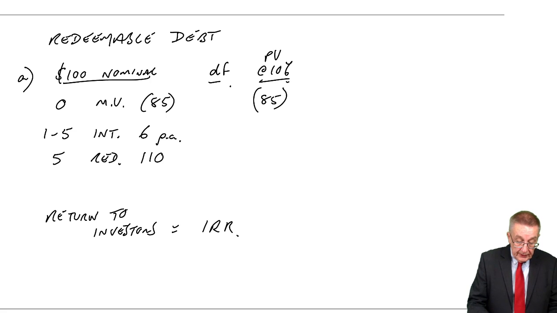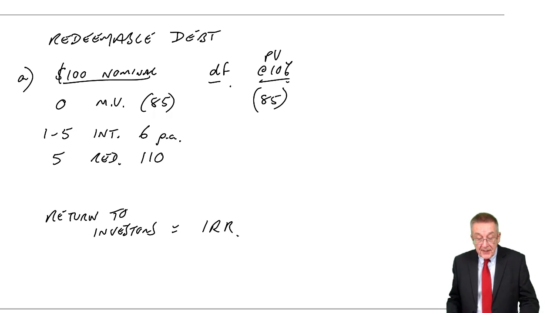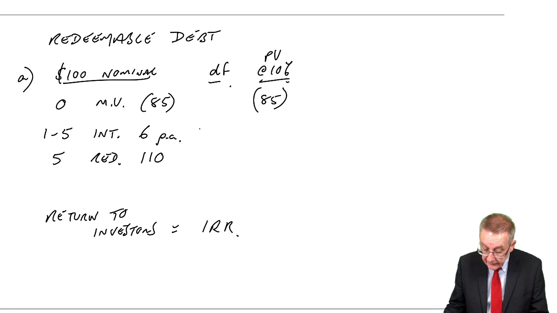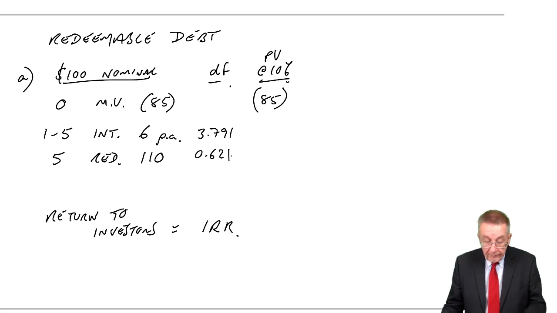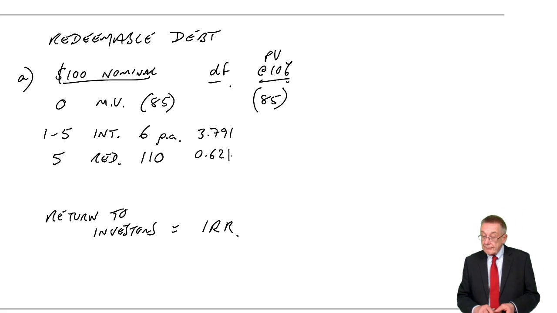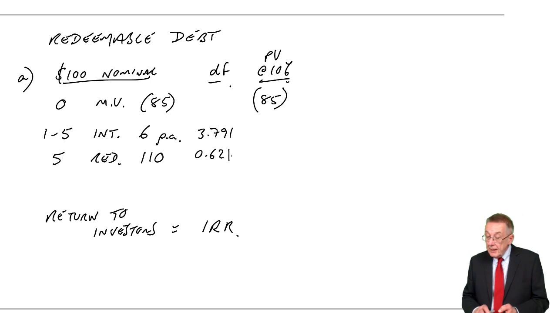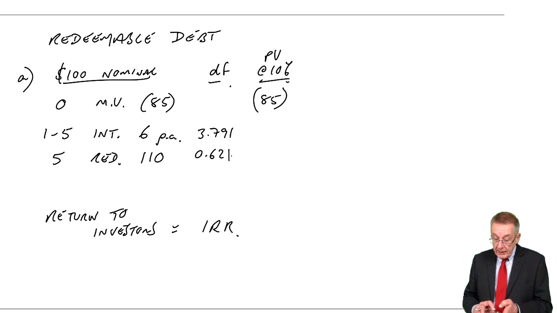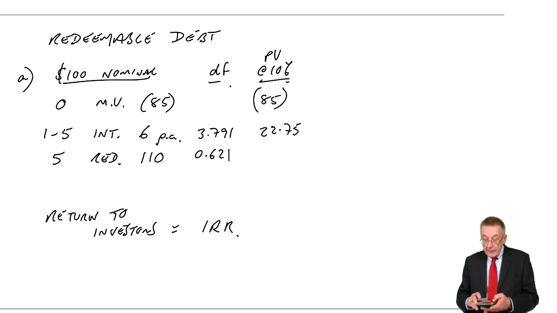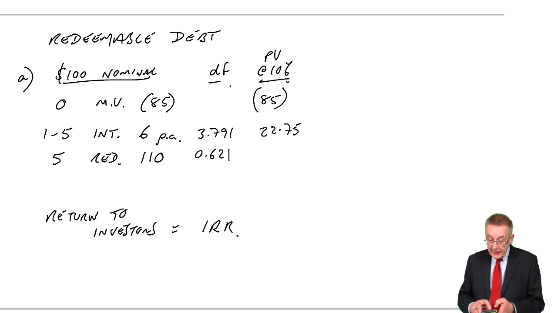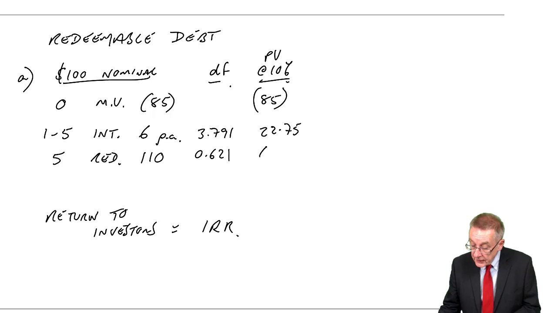Let me find my tables. I'm sorry, I've got papers everywhere. With the annuity, $6 a year for 5 years, the 10% annuity factor for 5 years is 3.791. And then the redemption, the ordinary present value factor for 5 years at 10% is 0.621. And so the present value is 6 times 3.791, which is 22.75. The redemption, 110 times 0.621, is 68.31.